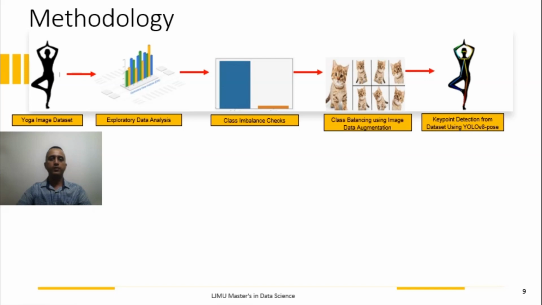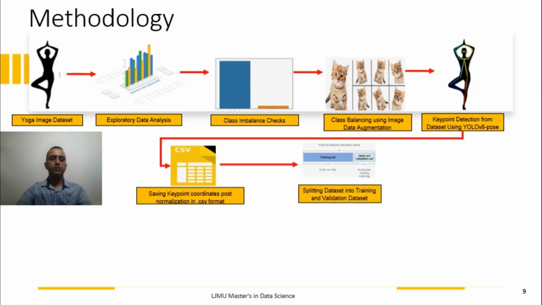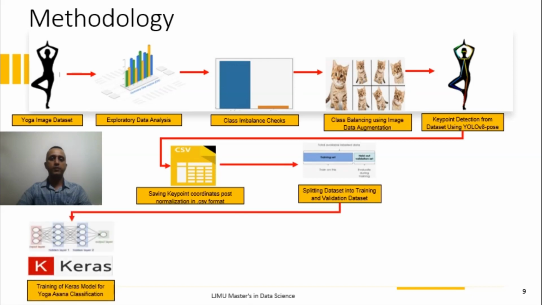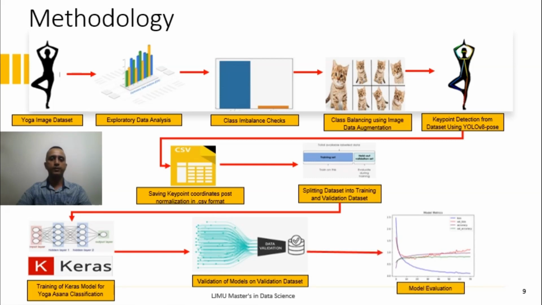Thereafter, key point detection was to be performed on each dataset image using YOLO V8 pose algorithm. These key point coordinates were then to be normalized and saved in CSV format. The dataset so generated would then be split into training and validation datasets. A Keras model would then be developed using the training dataset for classification of yoga poses. The validation of the Keras model would be undertaken on the validation dataset, and finally, the model so generated would be evaluated on the basis of accuracy.